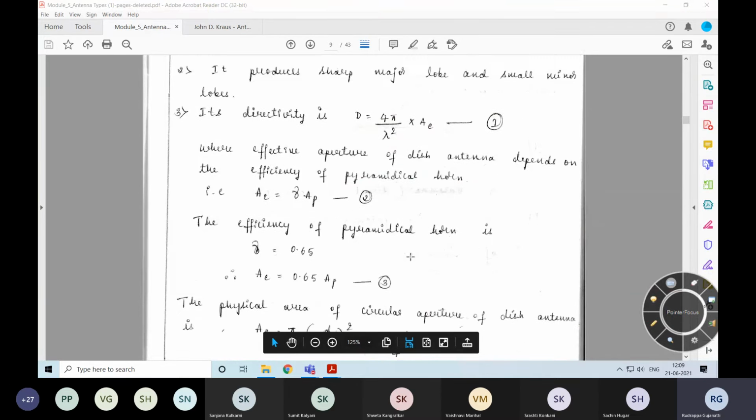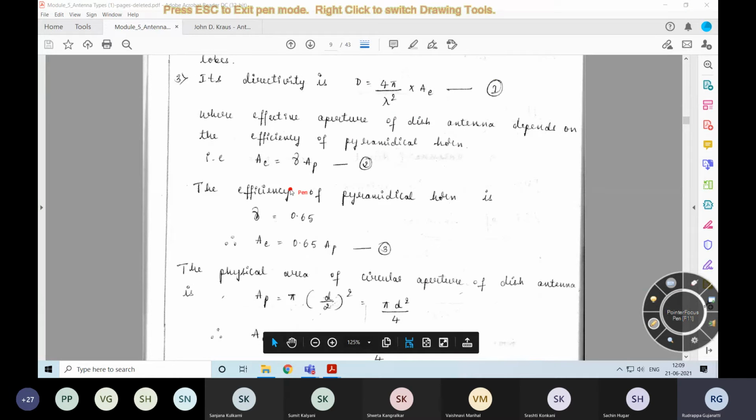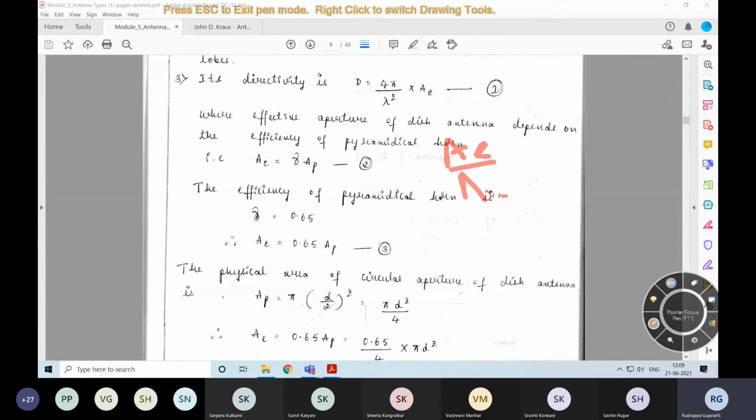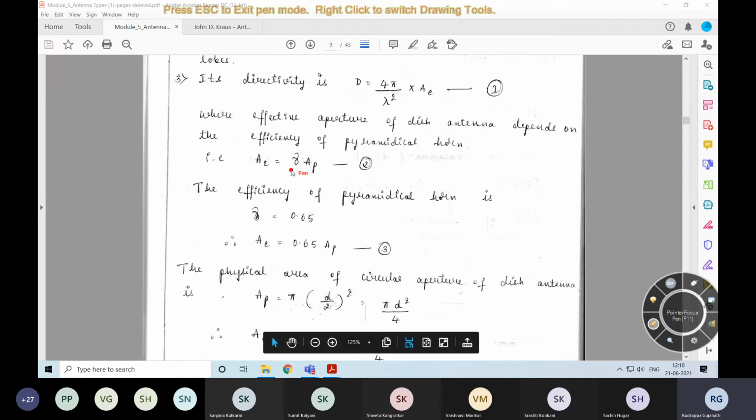So if we consider this case, we had observed in a previous condition that if we take the ratio of AE by AP, that is effective aperture to the physical aperture, we get the overall efficiency of the antenna structure in terms of the aperture. Here gamma represents the efficiency factor with respect to the apertures. Therefore, effective aperture is given by the efficiency factor times the physical aperture.